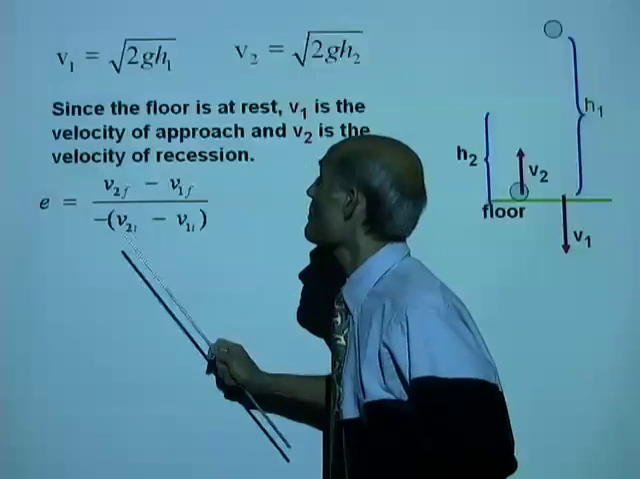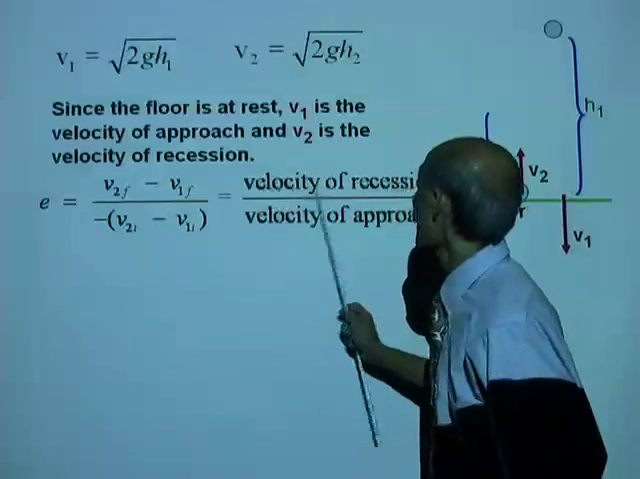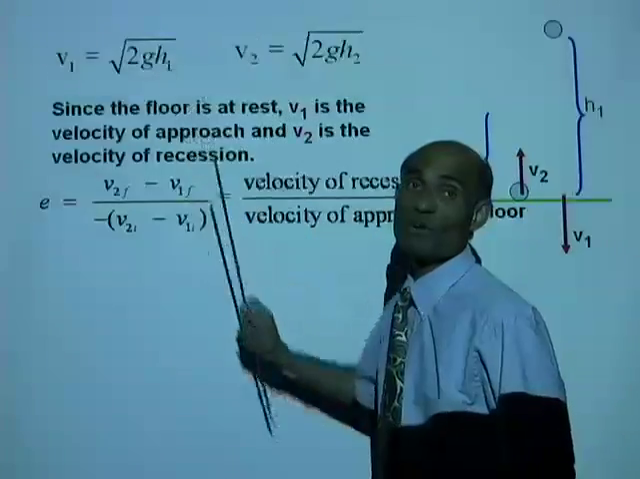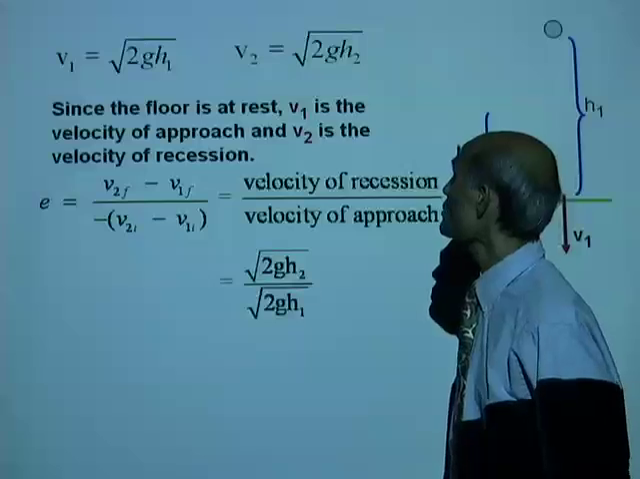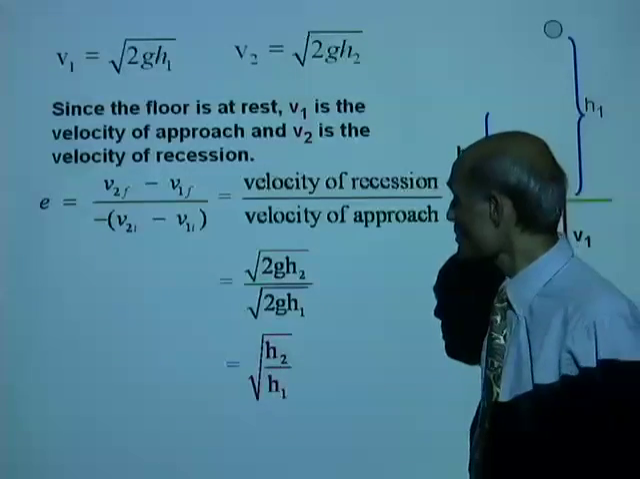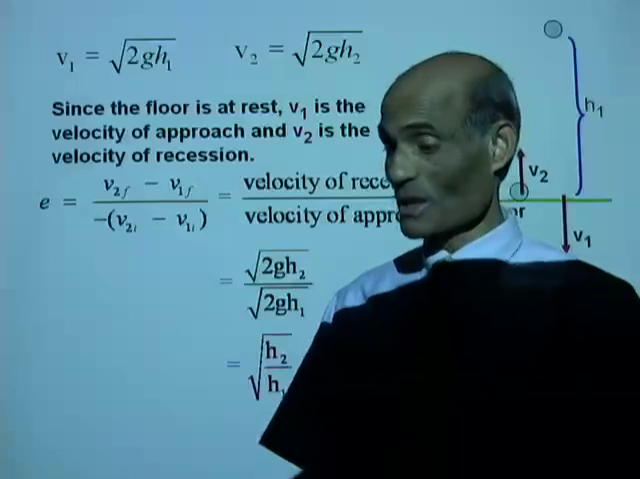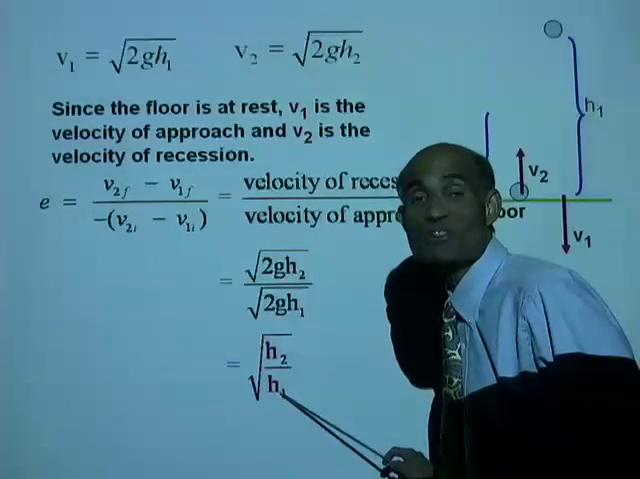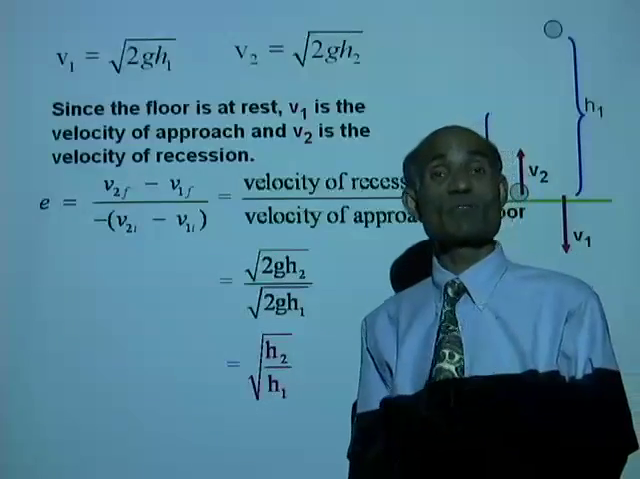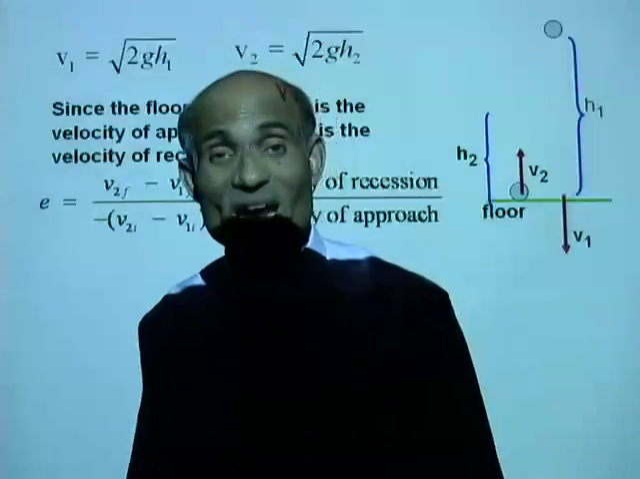And we can use that to calculate the coefficient of restitution. E equals v2f minus v1f divided by v1i minus v2i. That means the velocity of recession divided by the velocity of approach. The velocity of recession is v2 and the velocity of approach is v1. Therefore, that is the square root of 2gh2 divided by the square root of 2gh1, and that will be the square root of h2 over h1. A very simple way to calculate the coefficient of restitution between two surfaces. If from a height h1, after hitting the floor, it rebounds to a height h2, then the coefficient of restitution between the object and the floor will be the square root of h2 over h1.